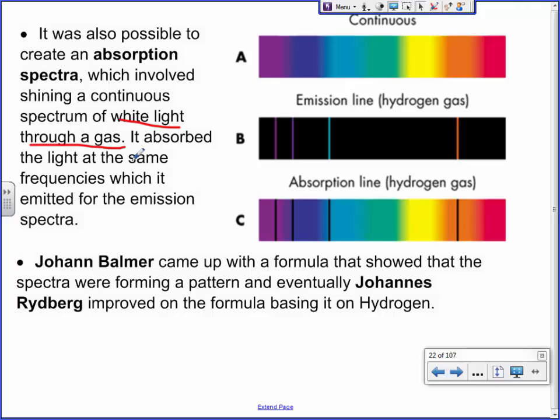And yeah, so this right here would be you heating up hydrogen gas. And then this right here would be you use cold gas and you try to pass light through it. Almost all of the light makes it through except for these few bands right here.